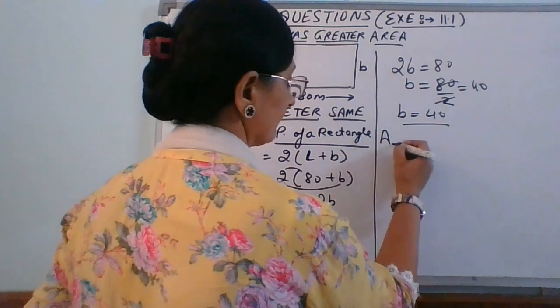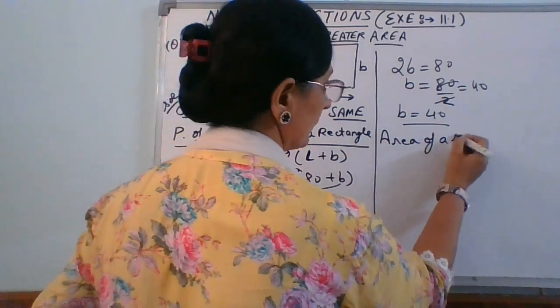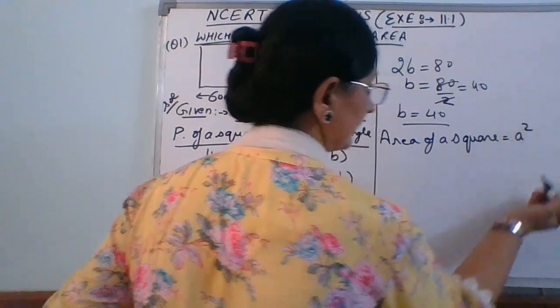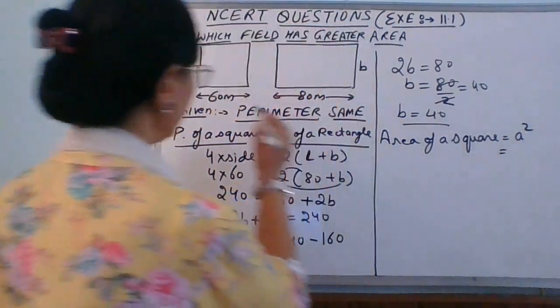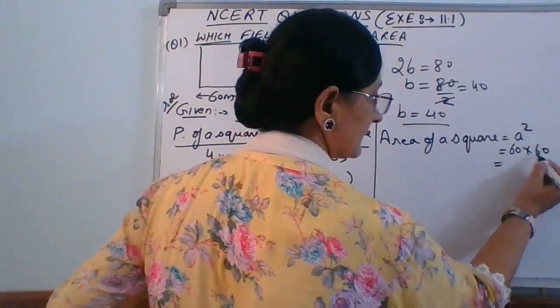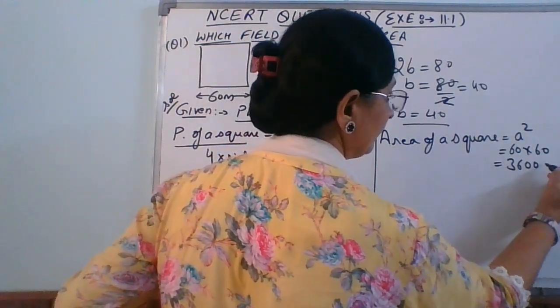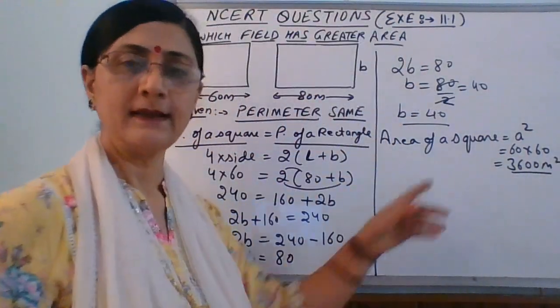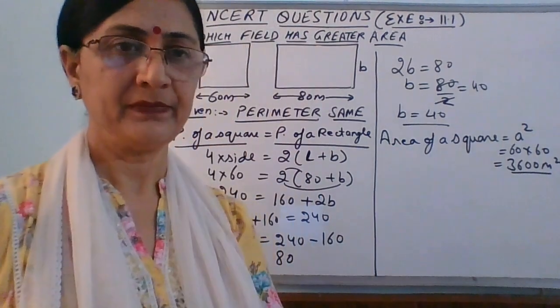Now let us calculate. Area of a square. You should know the formula, right? Formula is side into side, that is for a square. So what is the side here? It is 60. So just substitute 60, 60 two times. 6 6s are 36, 00. Here it's meter, so meter square. So what is the area of the square? That is 3600 meter square, right?